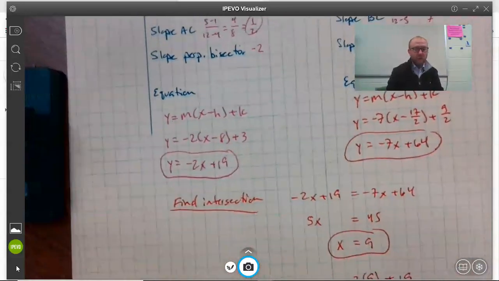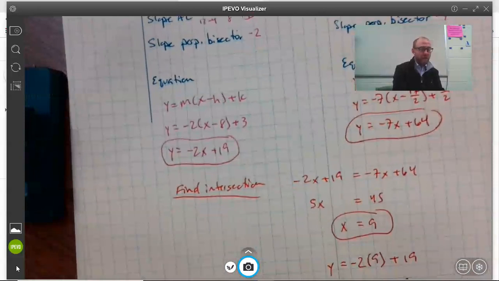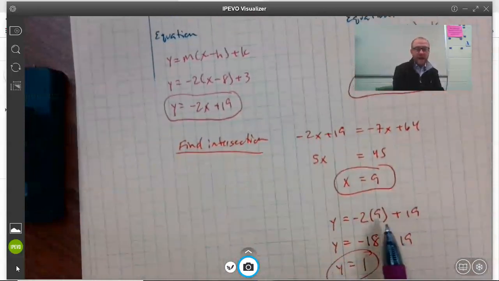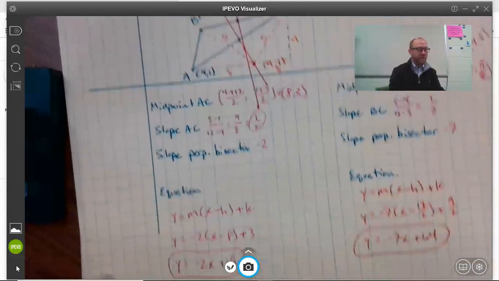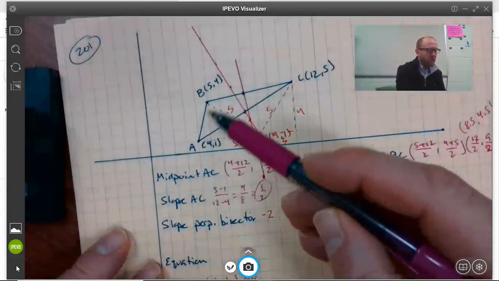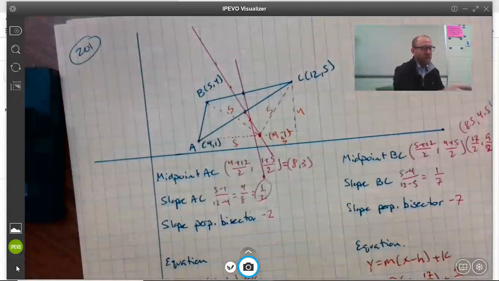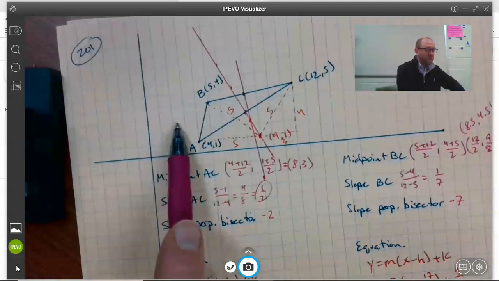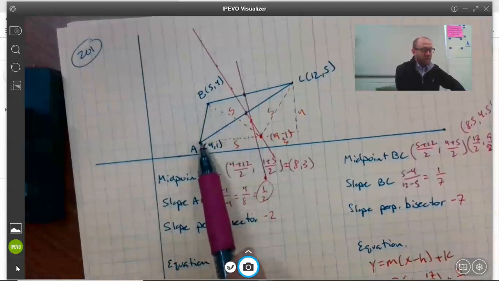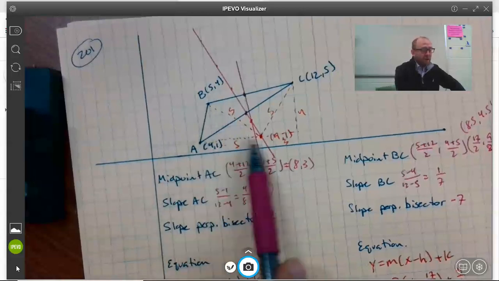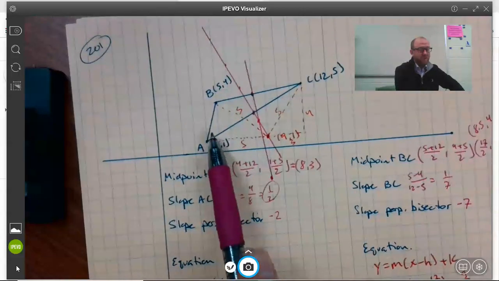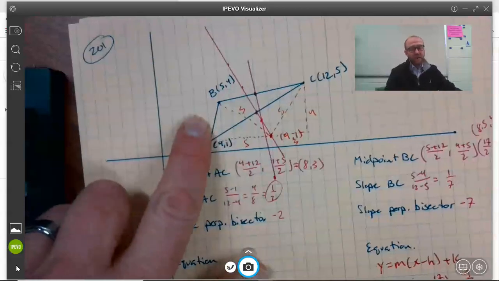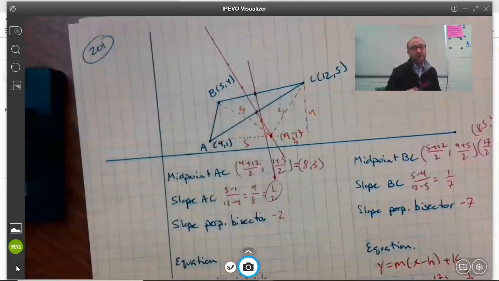A couple things to point out. One is we could, of course, have gone back and plugged 9 into the other equation, and we should also get 1. That'd be a good double check to make sure you've done it correctly. And also, we could have done the perpendicular bisector of AB as well, and we should have ended up with the same point, because this perpendicular bisector is all the points that are the same distance from A as they are from B. Well, that should include this point right here, because it is the same distance from A as it is from B. Right? So we could have done this perpendicular bisector instead of this one, or we could have done all three as a double check.